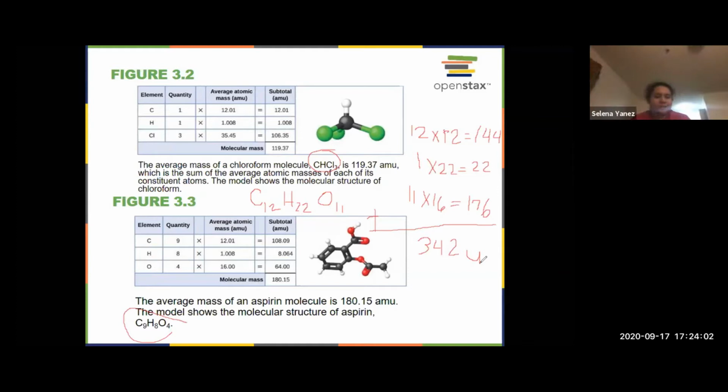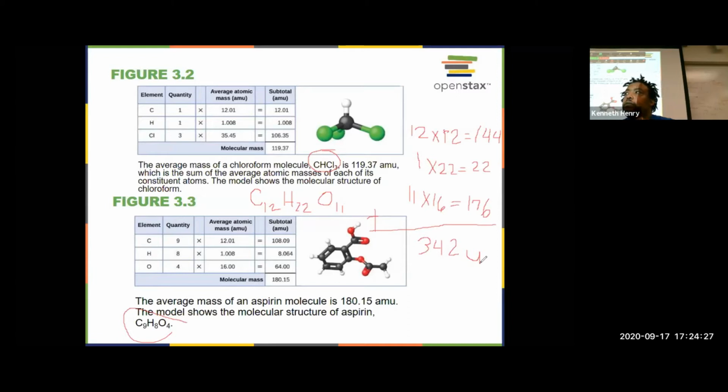Dr. Henry, I have a question. For molecular mass, the AMU is the units, right? So you would put 342 AMU for the molecular mass? You could put units. AMU is actually atomic mass units, so yeah, you could also use atomic mass units as well. Again, it's one of those things that varies between books.